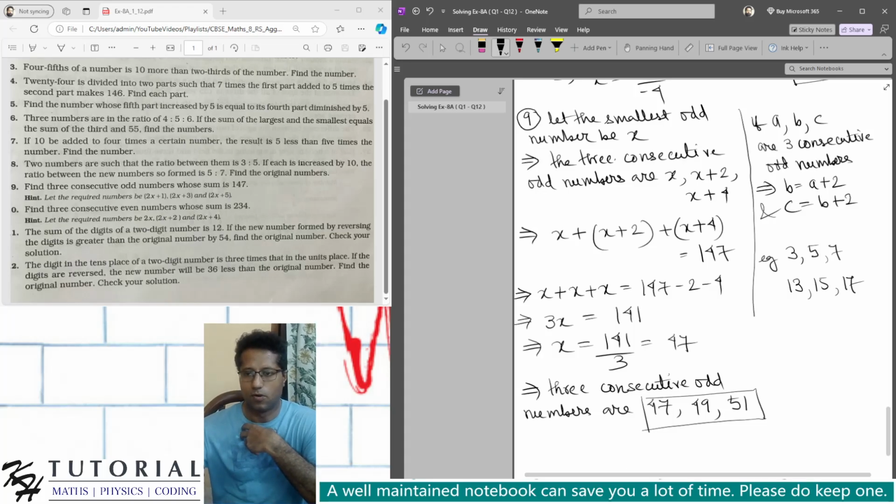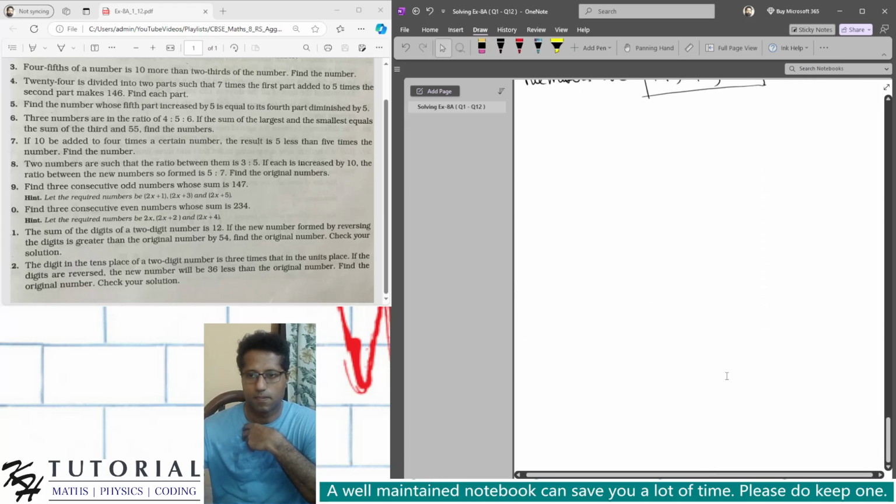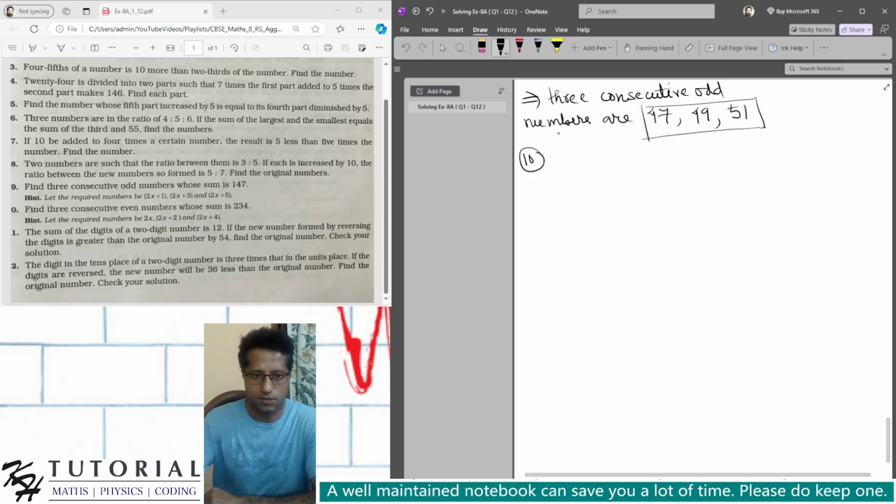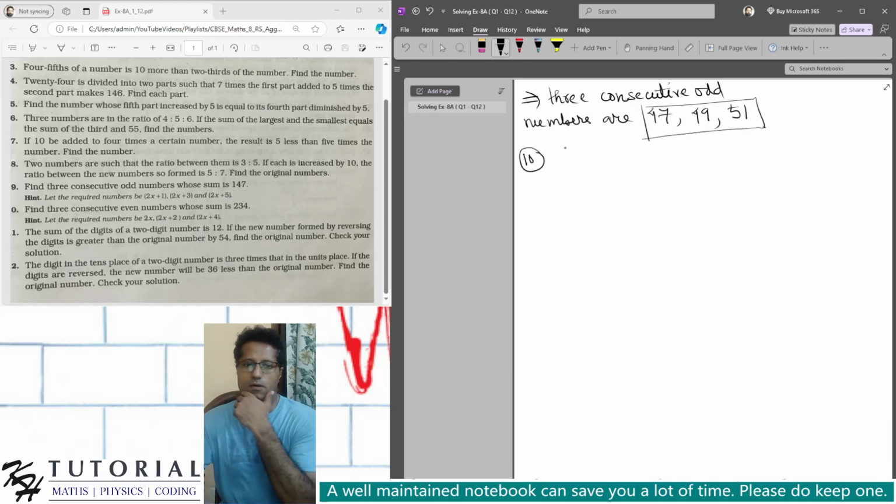Okay, let's do problem number 10. Find 3 consecutive even numbers whose sum is 234. So this time it is similar to problem number 9, but we are asked to find 3 consecutive even numbers whose sum is given. So again, the concept remains the same.